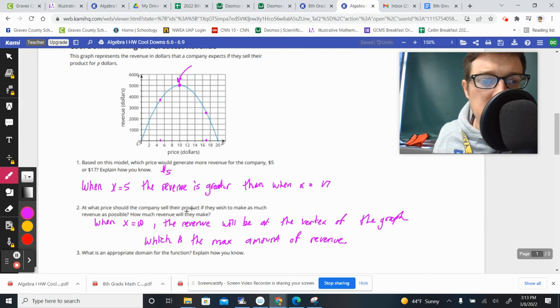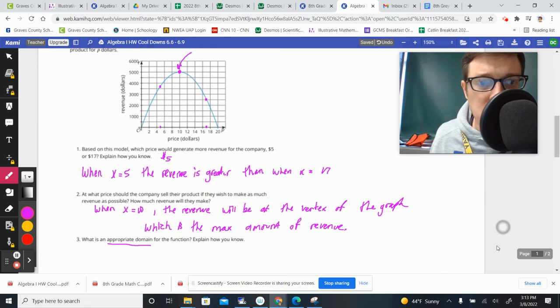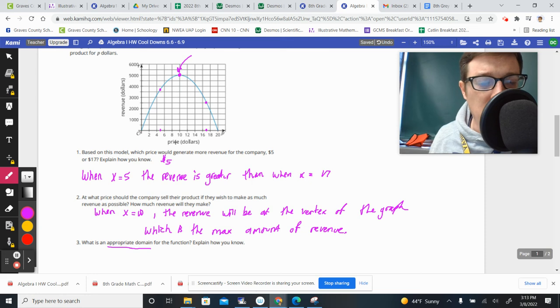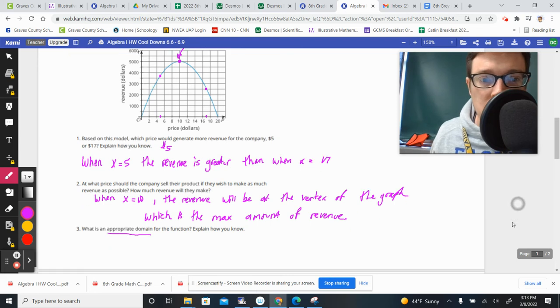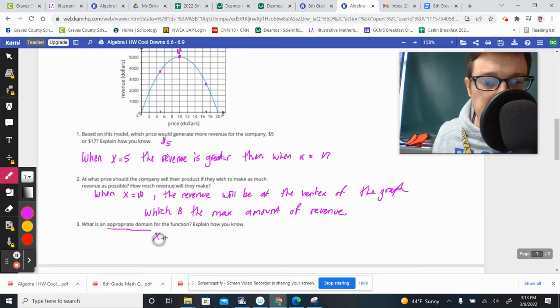And then lastly, what is an appropriate domain for the function? And explain how you know. Well, for an appropriate domain, we're pricing in dollars, right? And so this is money. And with money, we can range anything as long as it's up to 2 decimals, right? So it looks like we can range prices anywhere from $0 to $20. So let's show that. x needs to stay under or equal to $20 here.